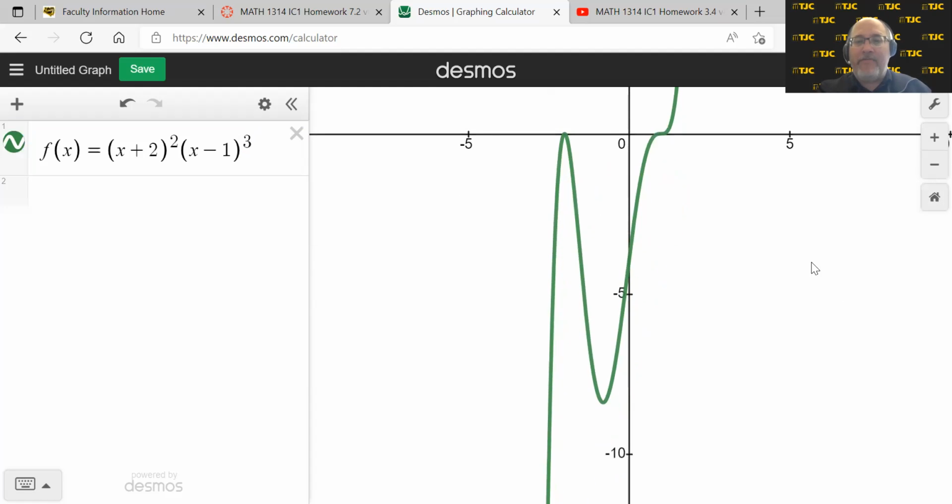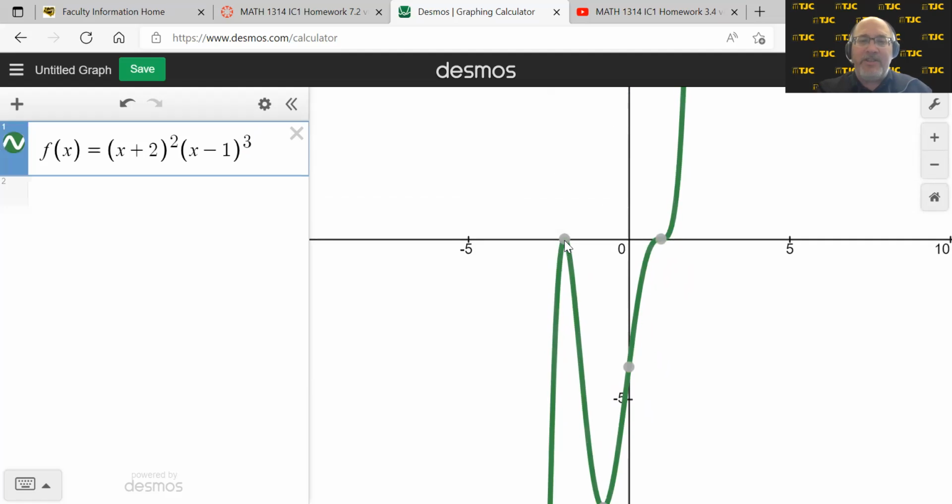Okay, we get a pretty weird graph that looks like an icicle, but notice that at negative 2, we're still touching the x-axis, but now at 1 we're crossing, yet both factors have powers. So why is it that a power of 2 on this factor, which gave this x-intercept, causes it to touch the x-axis, but a power of 3 on this factor, x minus 1, which created this x-intercept, 1, 0, causes it to cross?